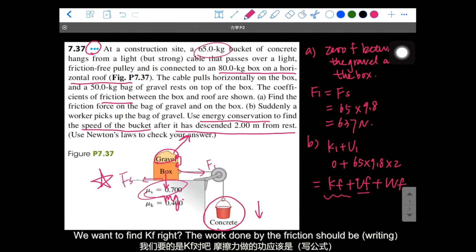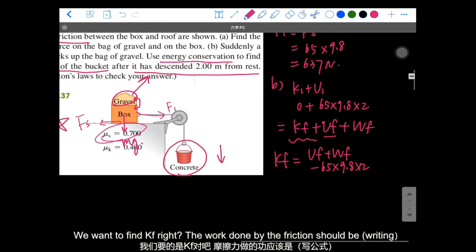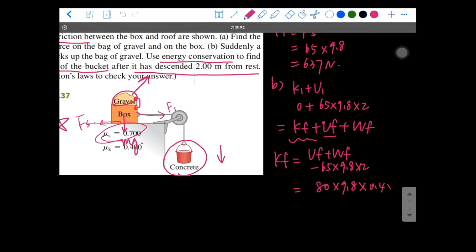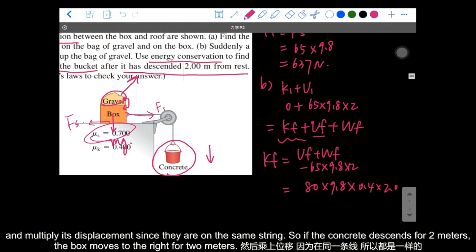We want to calculate the K final, right? So the work done by the friction should be the weight of the box, the coefficient, and multiplied by its displacement, since when it is moving down for 2 meters, it is also moving to the right for 2 meters. They are on the same string, right?